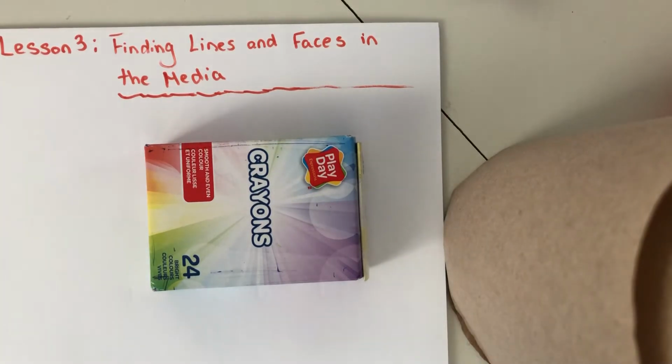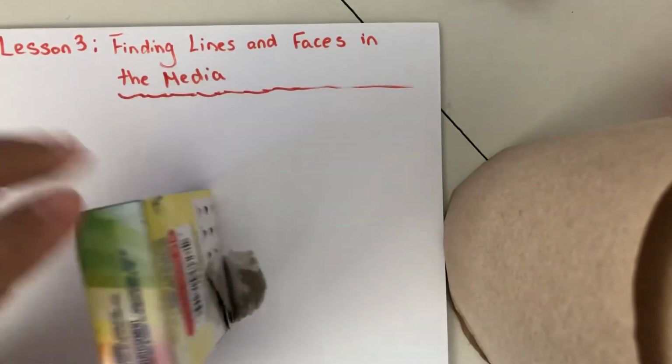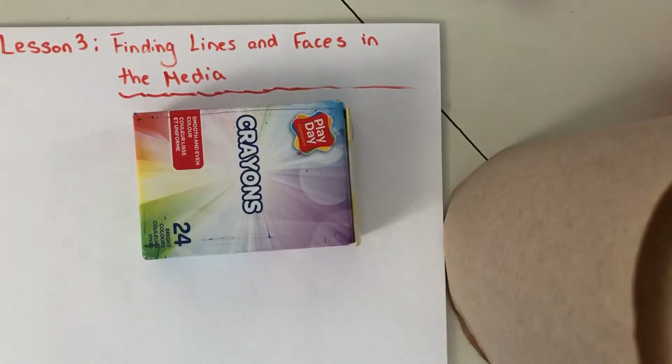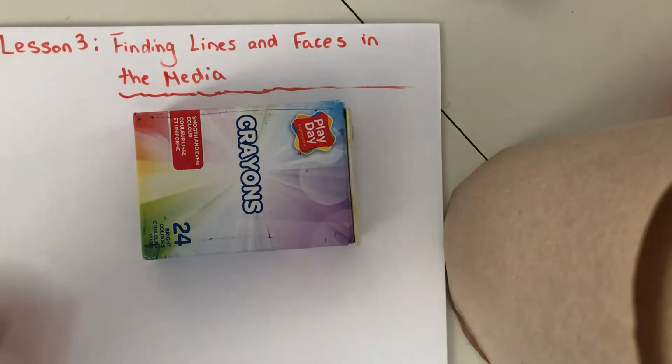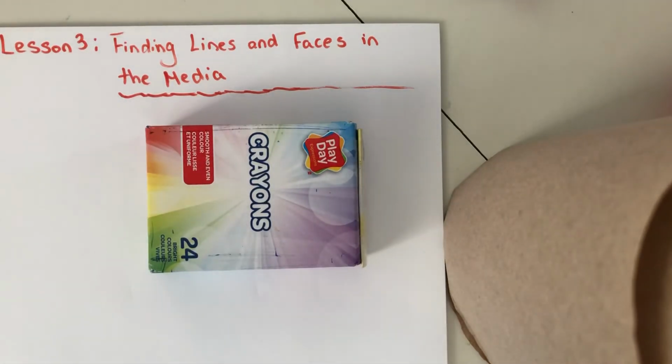How many faces does it have? It's got 1, 2, 3, 4, 5, 6 faces. So it's got 6 faces all the way around. What kind of 3D shape is it? It's a rectangular prism, because there are rectangles on all sides.